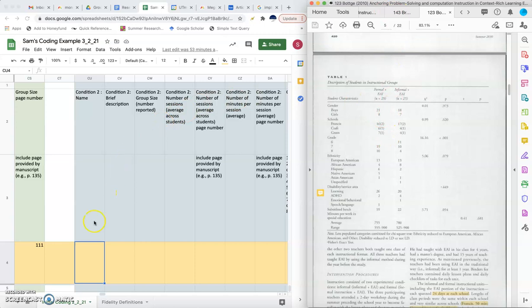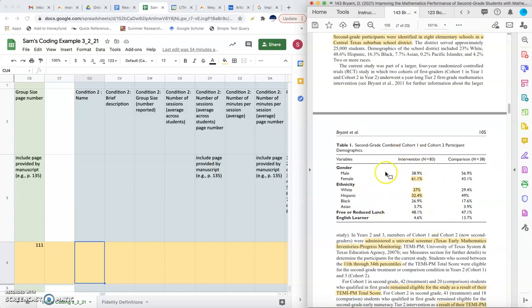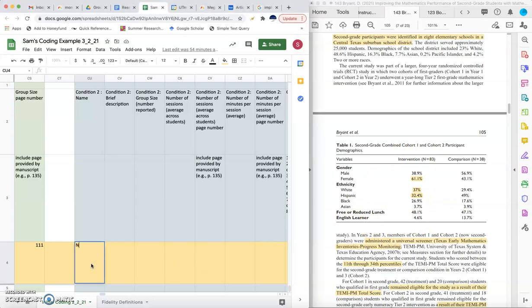So if you have any questions, just go back and you can watch the first movie. A lot of the information will be the same because a lot of studies try and keep them very similar. But for the sake of this study, for the Bryant et al., since we don't have a second treatment, I'm going to put NA in the first box, and then I'm not going to worry about the rest of the boxes. I'm not going to waste my time filling those in because there's no second condition group or second treatment group.